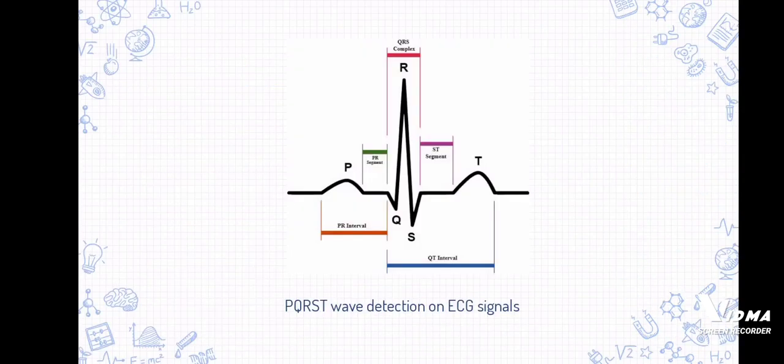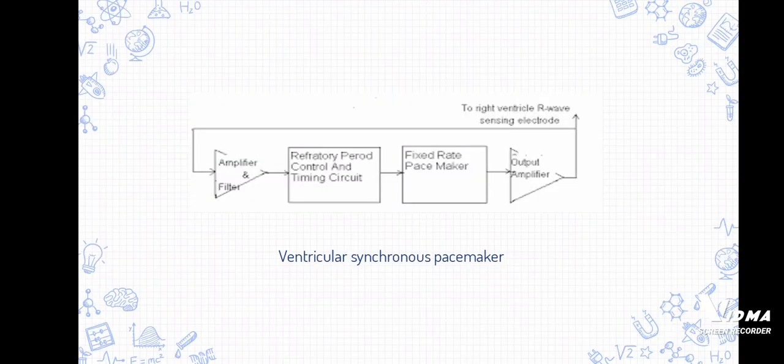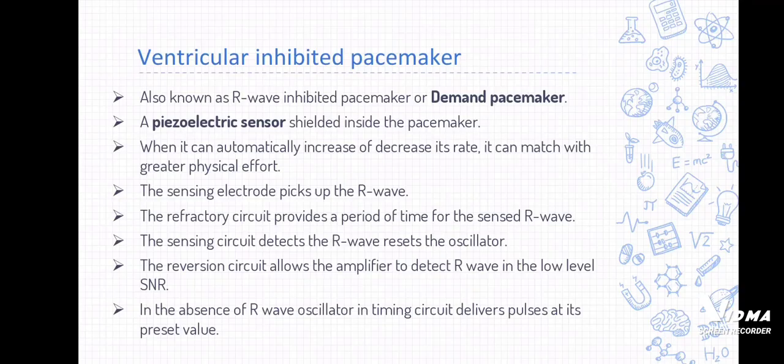This is an example of P, Q, R, S wave detection on an ECG exam, where the QRS complex is detected in the ventricular synchronous pacemaker. The advantages involved in this pacemaker are that ventricular fibrillation is avoided. When the R wave is normal, the fixed rate pacemaker block is not on, so power consumption is reduced. Disadvantages are that it is very sensitive to electromagnetic interference, and there is no synchronization between atrial and ventricular contraction.